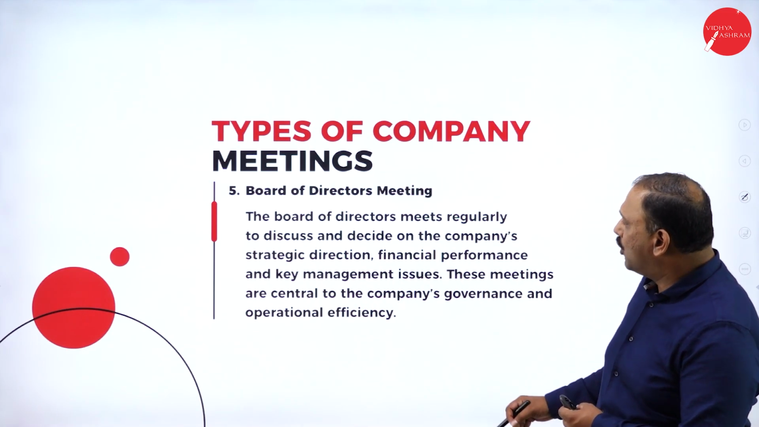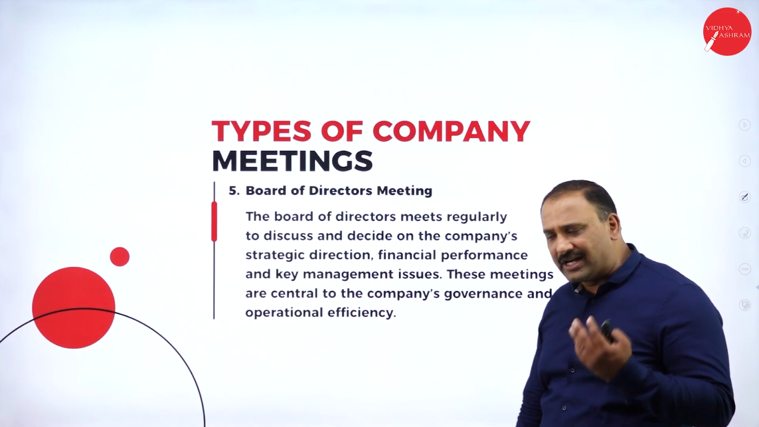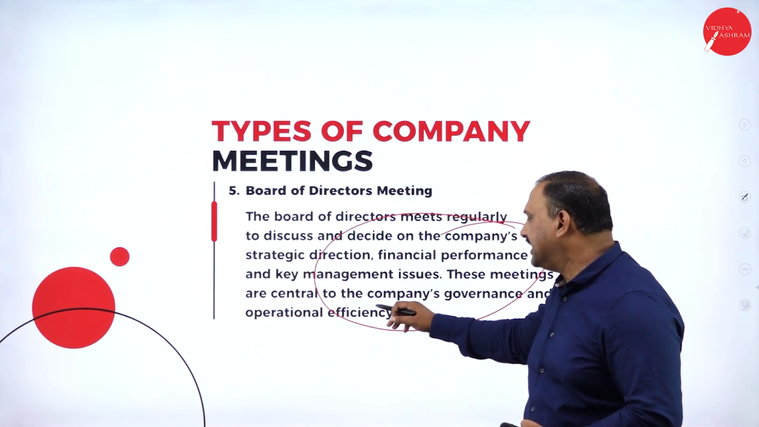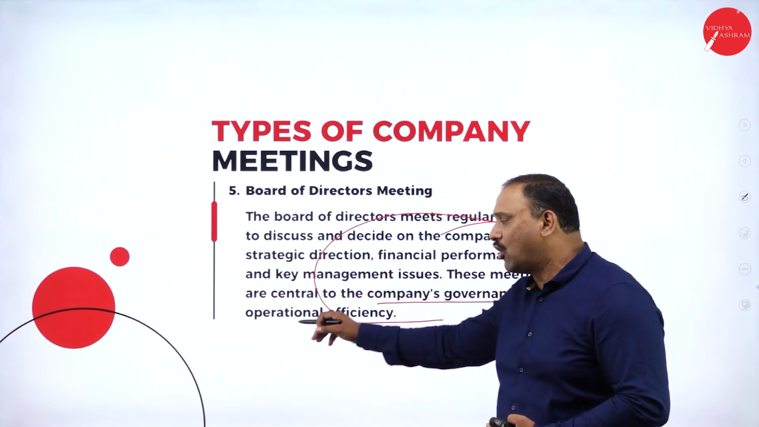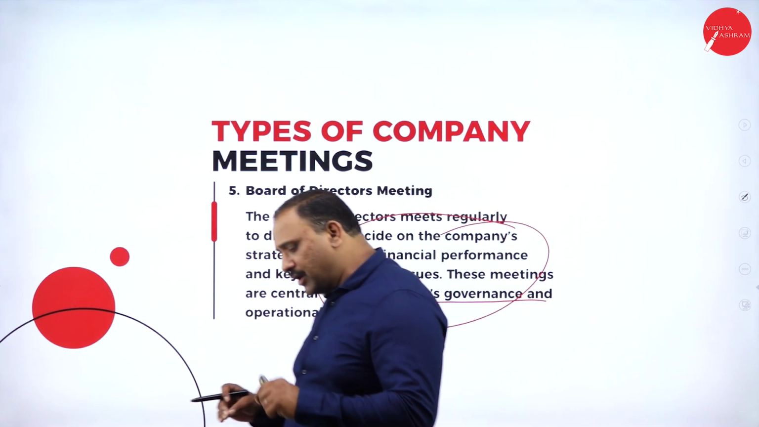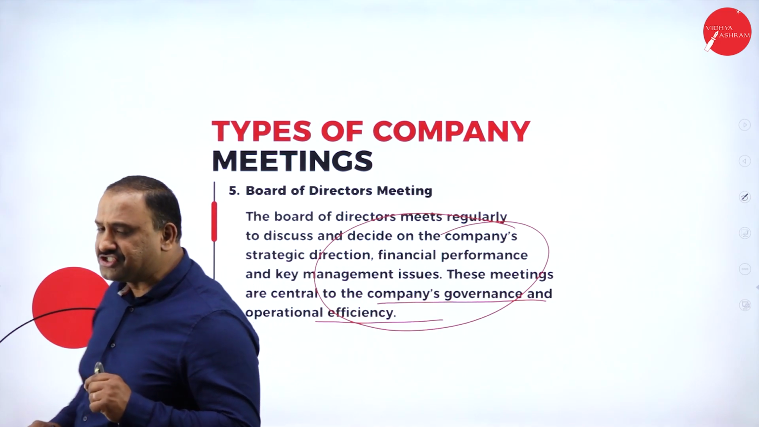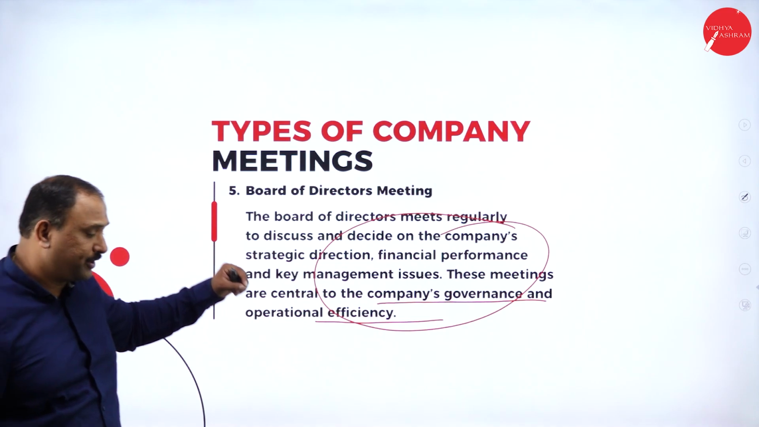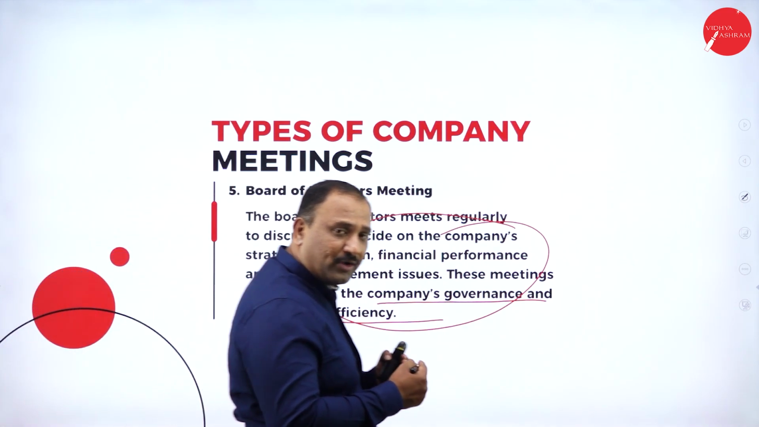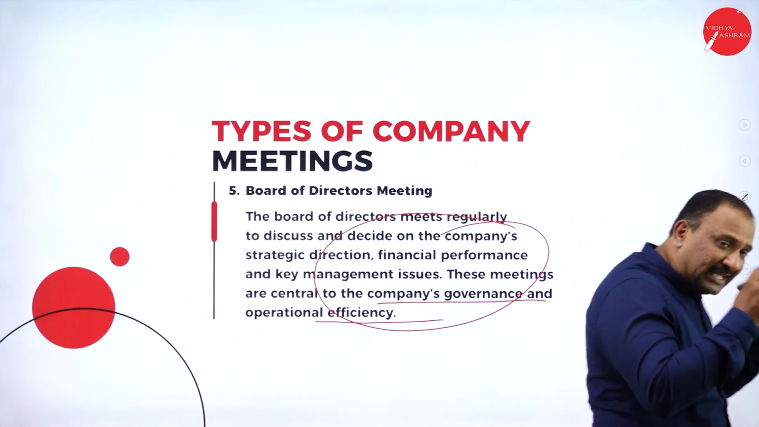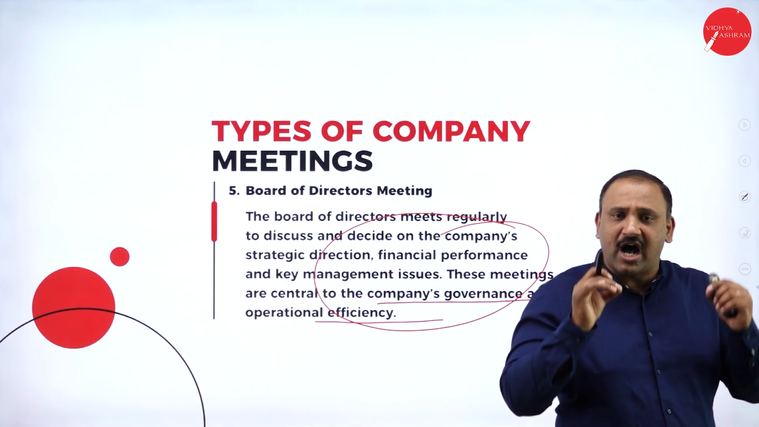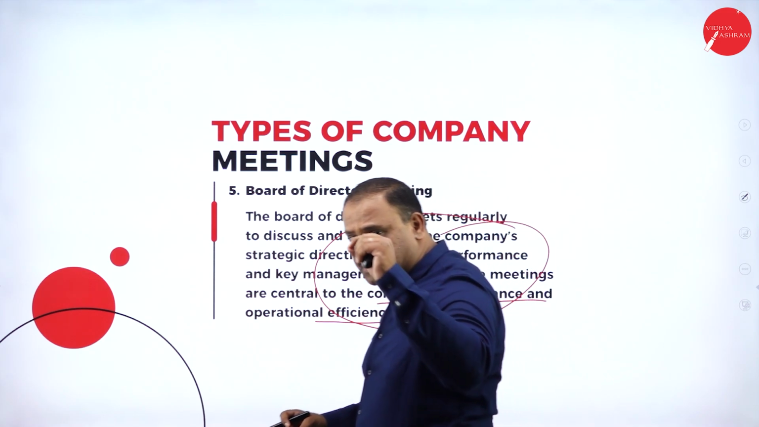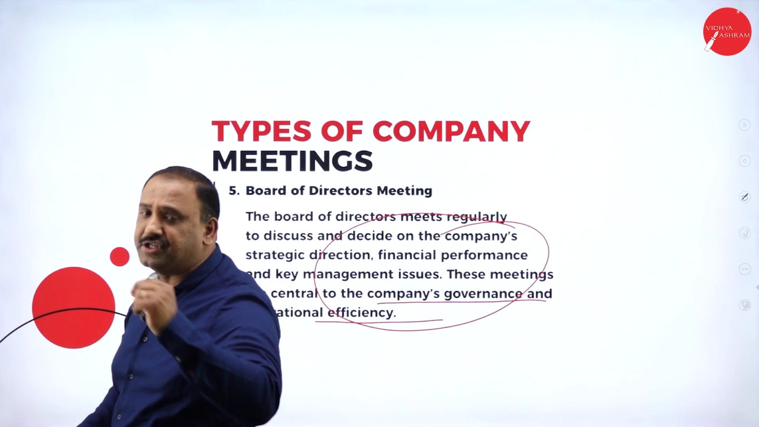Now, let's go on to the board of directors meeting. They meet regularly to discuss and decide on the company's strategic direction. These meetings are central to the company's governance and operations. So when I talk about governance and operational standards, the board of directors meeting becomes a high priority. Why do we bring in this board of directors meeting? Because we believe that the board of directors are primarily responsible for running the company, both from a strategic as well as an operational standpoint.